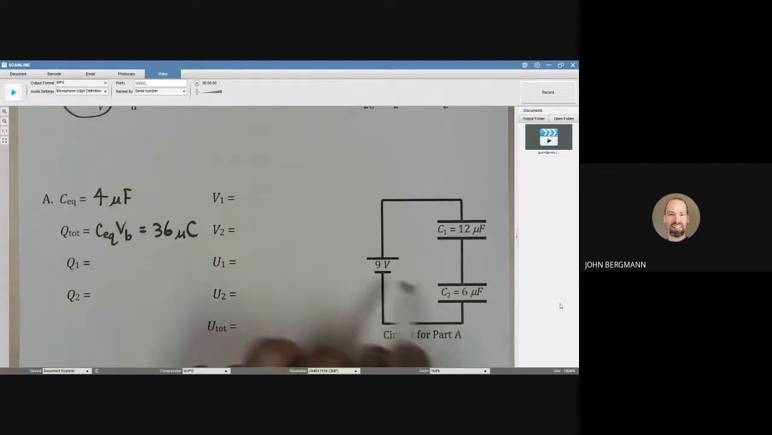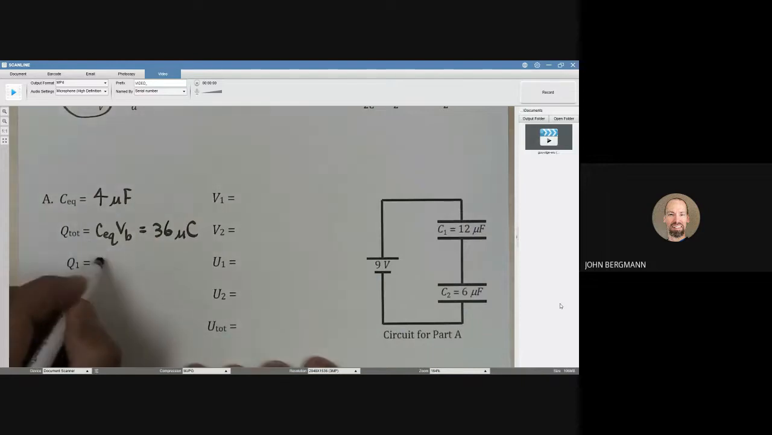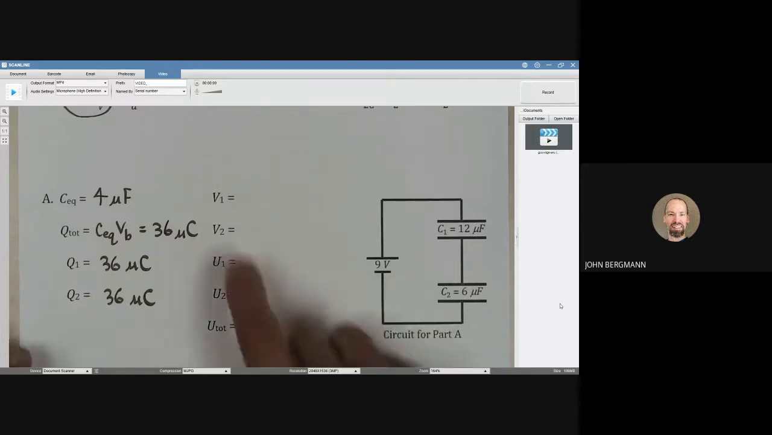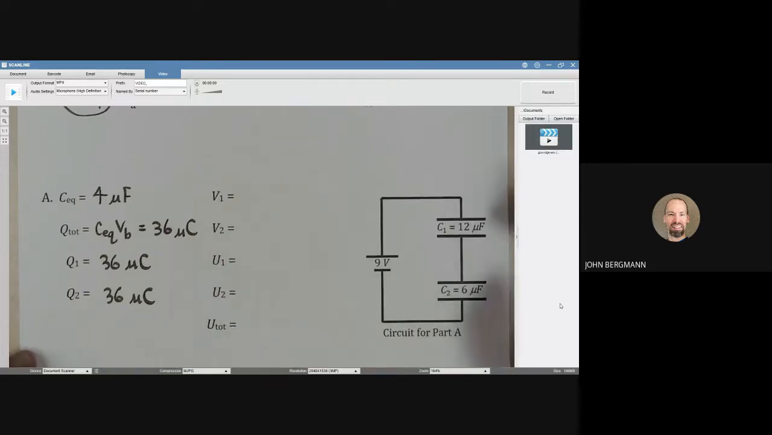Whenever we have capacitors in series, the charge is the same. So this one is going to be 36 microcoulombs. On capacitor 1, 36 microcoulombs. That's the charge on capacitor 2. Now, what about the voltage across capacitor 1 and 2? Now, the voltages aren't equal for capacitors in series. The charge is, but the voltage isn't.